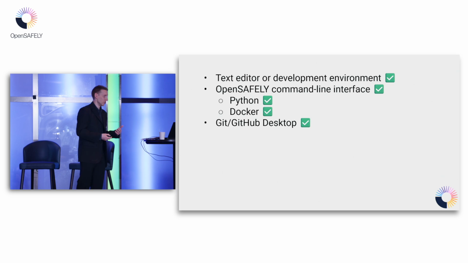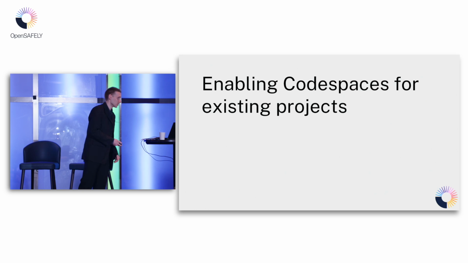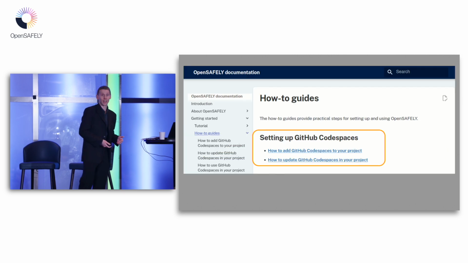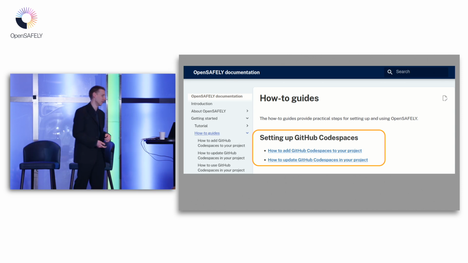I talked about new projects. What do you do if you have an existing project and you want to add this to your project? You don't have to. If you're happy working the way you're already working, that's fine. If not, and you want to try this out, go ahead. There is a dev container folder in that repository which makes it work. That's probably too much detail. We have some guidance on actually how to do that in the documentation, and there's a link to that later on.